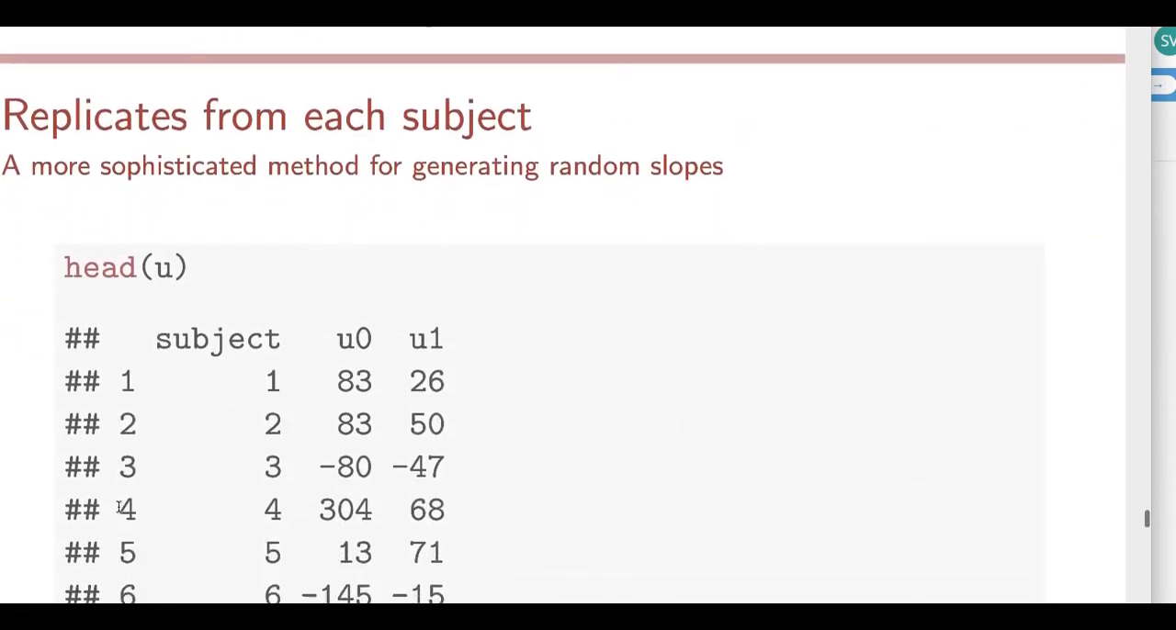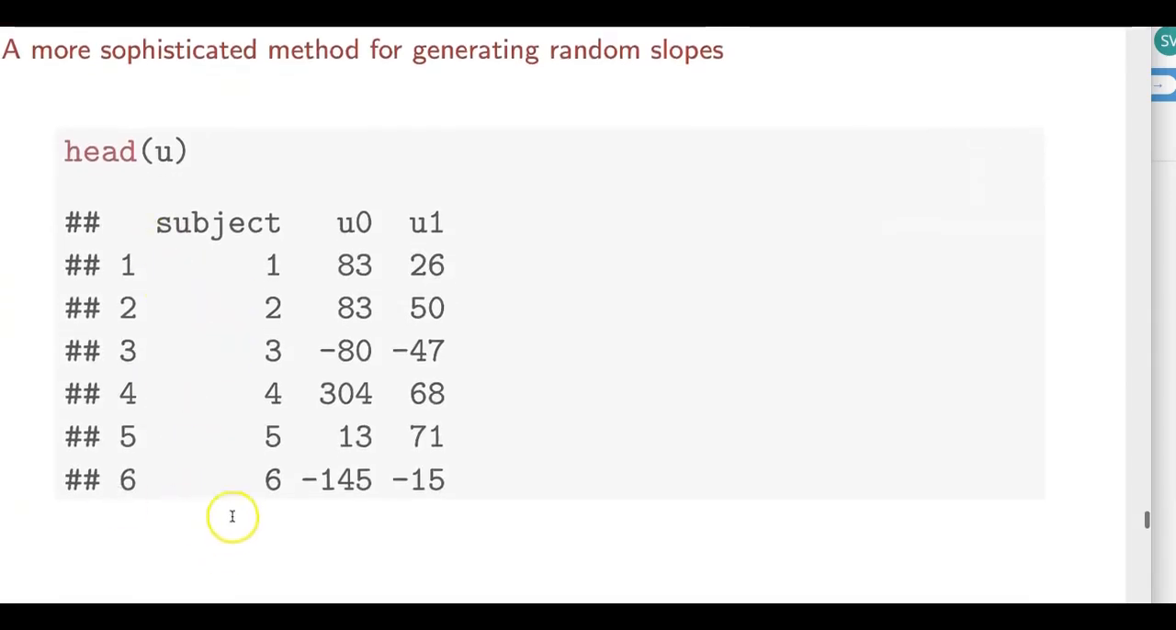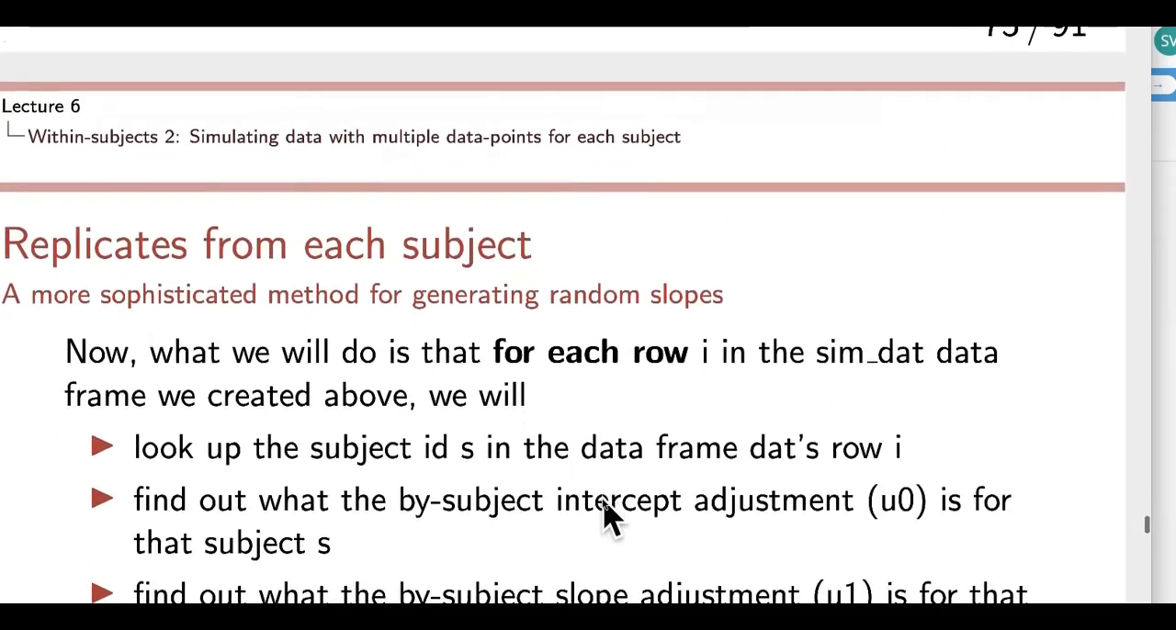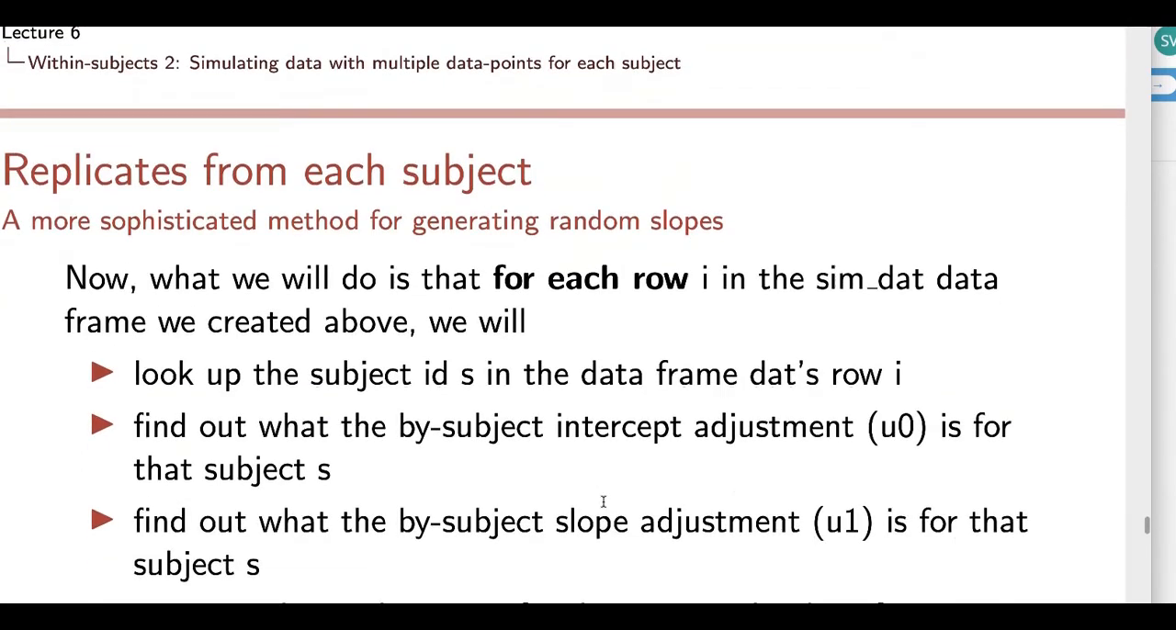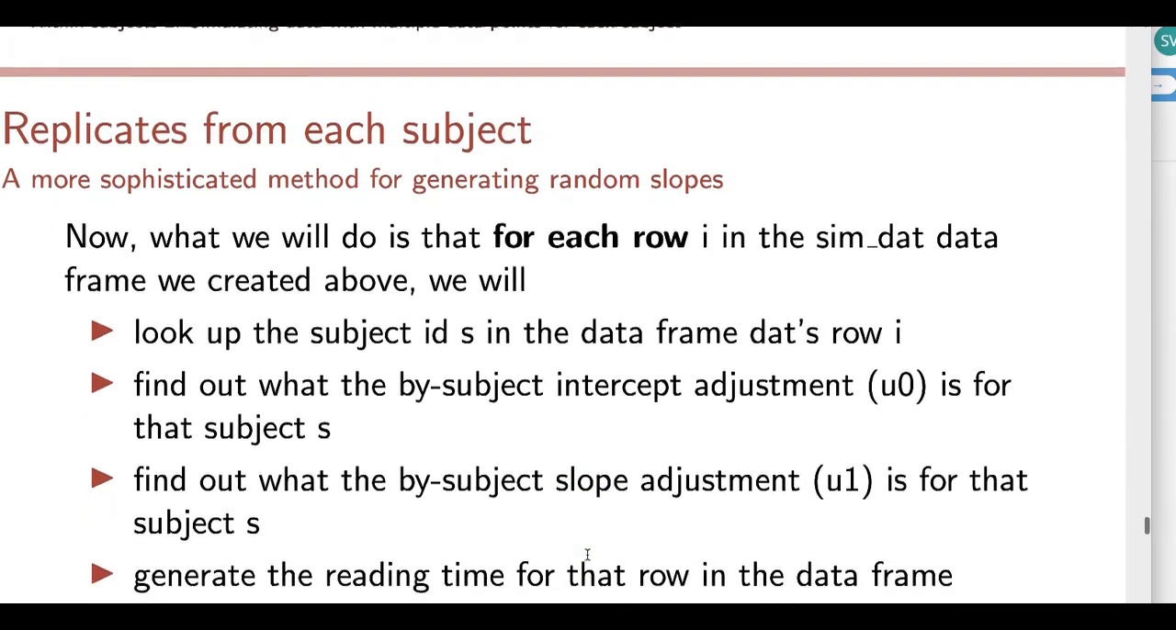So how do I do this? Let's do this. Take a look at this. This is what my U matrix is going to look like. The first column tells me which subject I'm talking about, and the two columns tell me the intercept and slope adjustments for that particular subject. Okay, so what we're going to do is that for each row in the simulated data frame, the SimDat data frame, we're going to look up the subject ID in each row, and we're going to find out from the U matrix what the intercept adjustment is, and we're going to find out from the U matrix what the slope adjustment is for that subject, right?